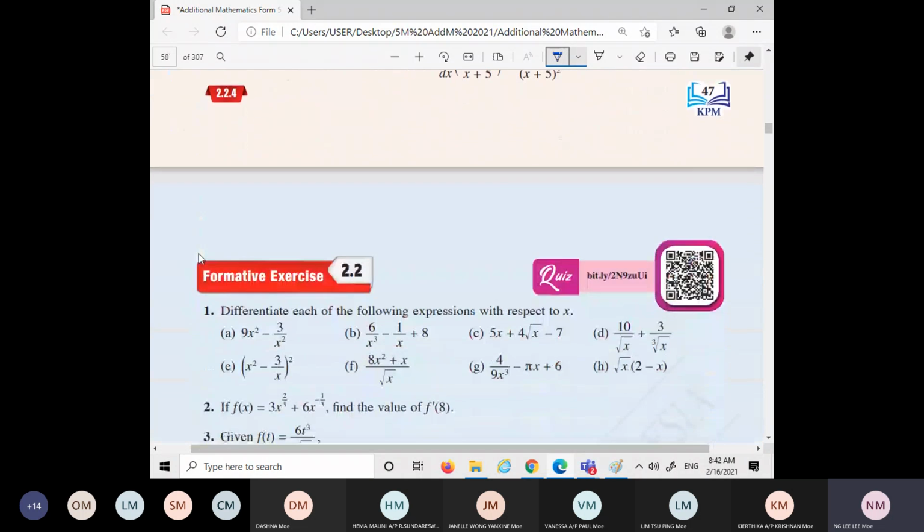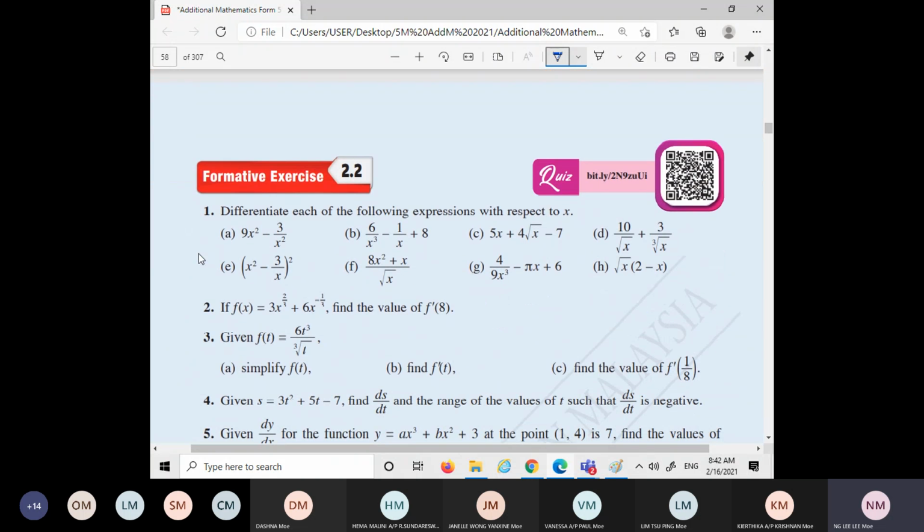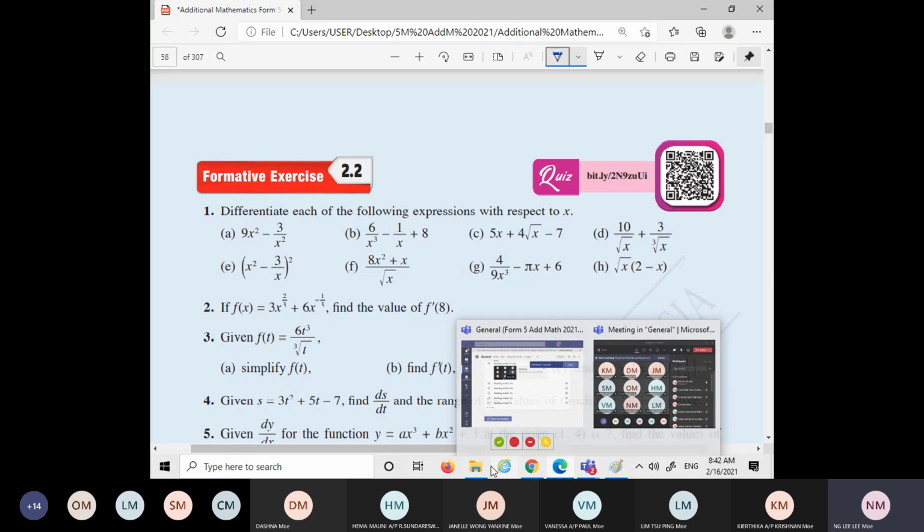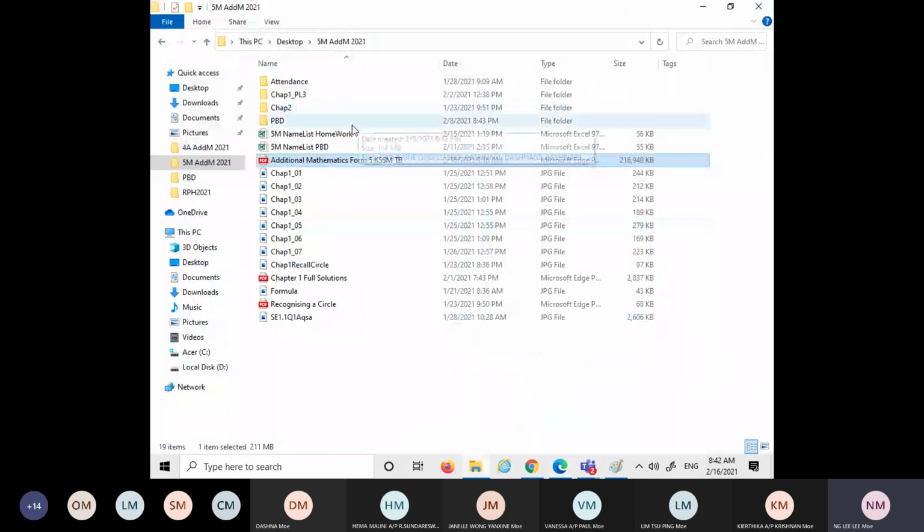Now, this is quite difficult actually. Maybe if you can do it, then it's good. If you cannot do it, I really don't know. Let us see who doesn't have any homework yet.